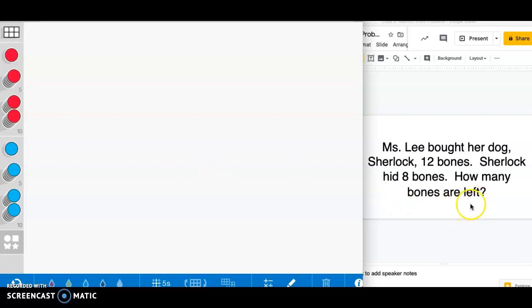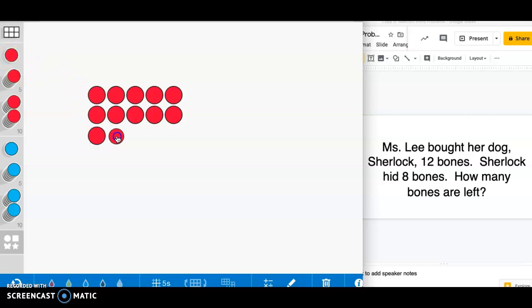Well, that word left is telling me that I need to subtract. And I always subtract starting with the largest number. So I'm going to put out 12. So 1, 2, 3, 4, 5, 6, 7, 8, 9, 10, 11, 12. So yours should look somewhat similar to mine. Now Sherlock hid 8 bones. So I'm going to take my pen, pencil, or crayon, and I'm going to cross out 8. 1, 2, 3, 4, 5, 6, 7, 8. How many bones are left?